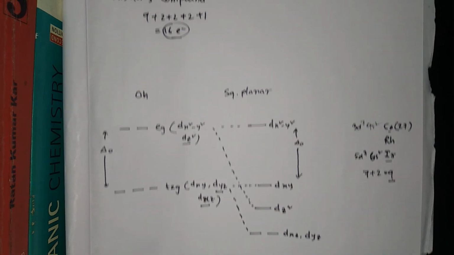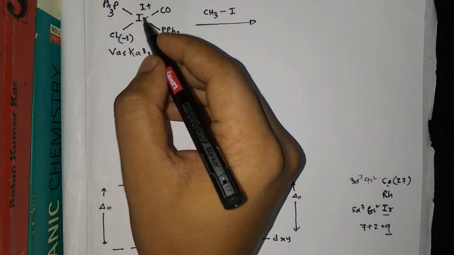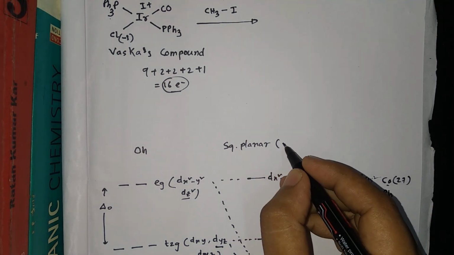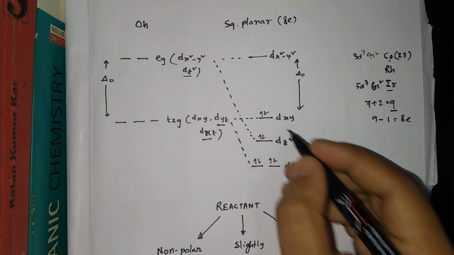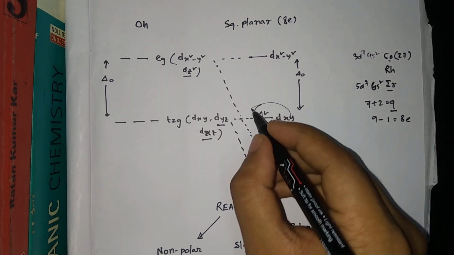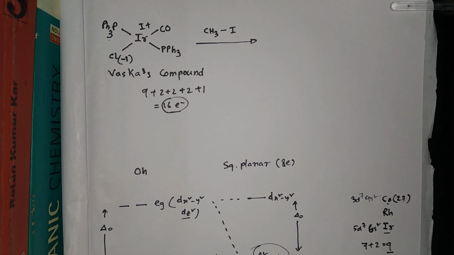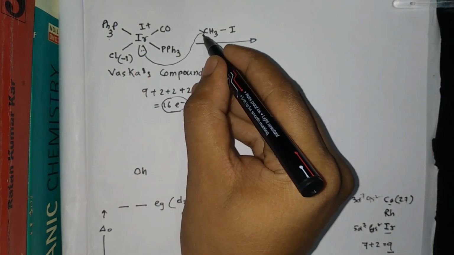How many metal electrons are present? The metal has 9 electrons, and now it has a positive charge, so 9 minus 1 equal to 8 electrons are there. How can we distribute these 8 electrons? We can distribute like this: 1, 2, 3, 4, 5, 6, 7, 8. This is the highest energy d orbital which has electrons, which has 2 electrons. So this can be donated as a nucleophile, and it can react in an SN2 manner.